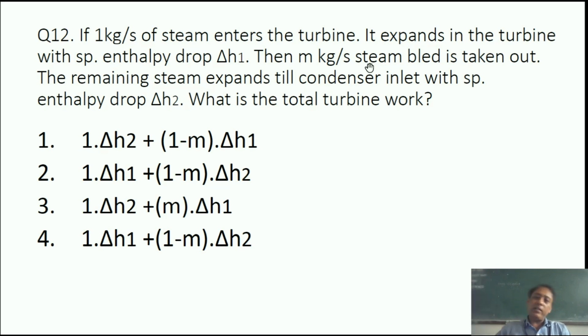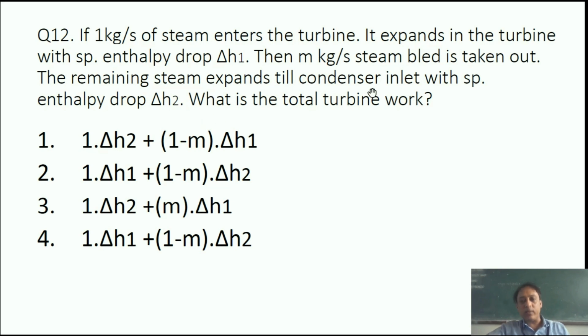Means after that it expands up to the condenser in the turbine itself with a specific enthalpy of del H2. Means between these points, after del H1, the next specific enthalpy drop is del H2, and the amount of steam expanding further after this 1 kg is 1 minus m kg per second.